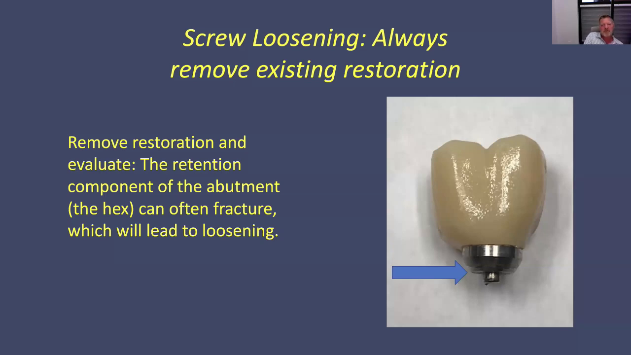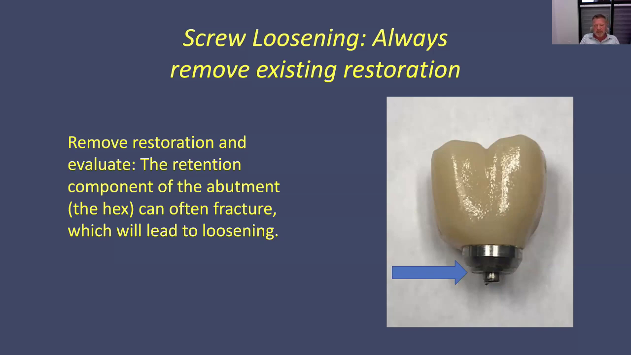So always remove that restoration when they're wobbly. Never go in and just torque one straight down. I used to do this. It took me a few tries to learn this, but you need to take the restoration off and examine it, because fractured hexes are a thing. And once that hex fractures, you might be able to tighten it back down in the moment because of the contacts. But if that hex is fractured, it won't be long before it's loose again.